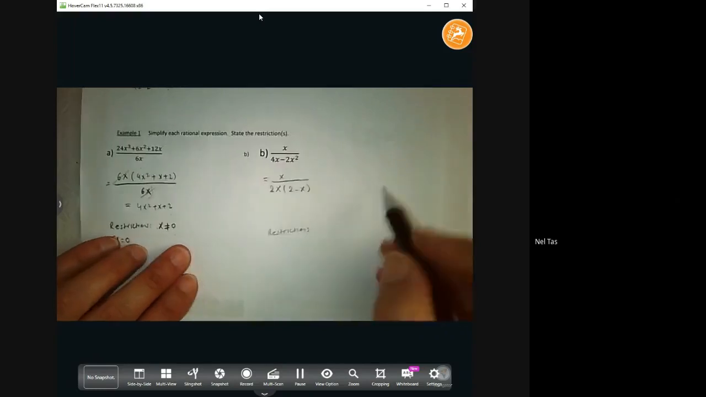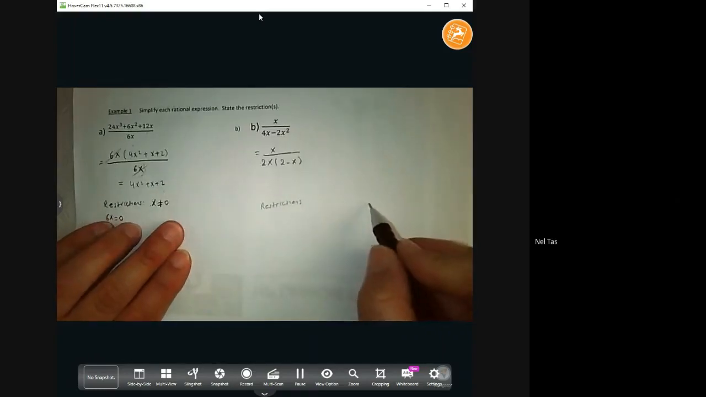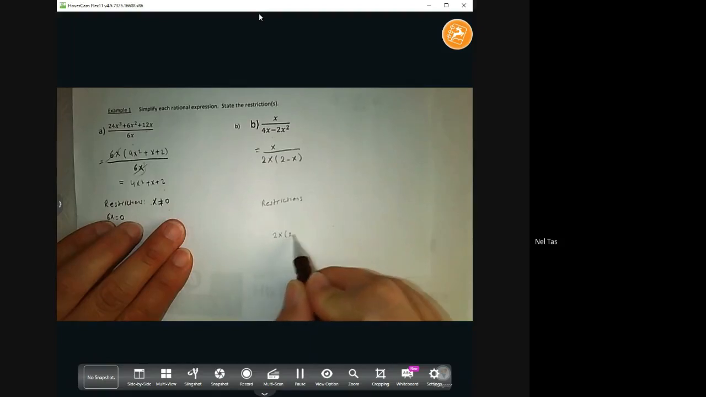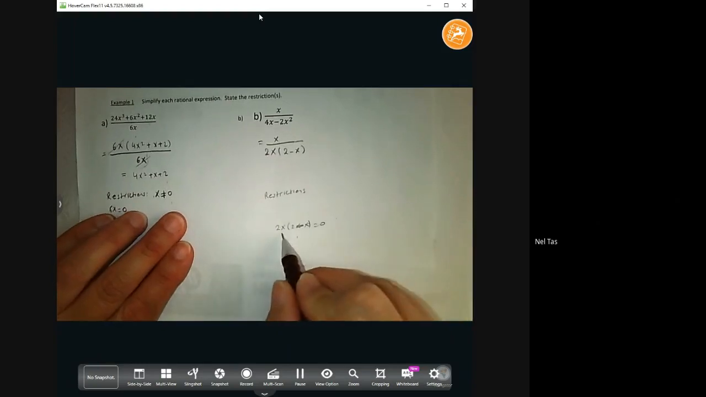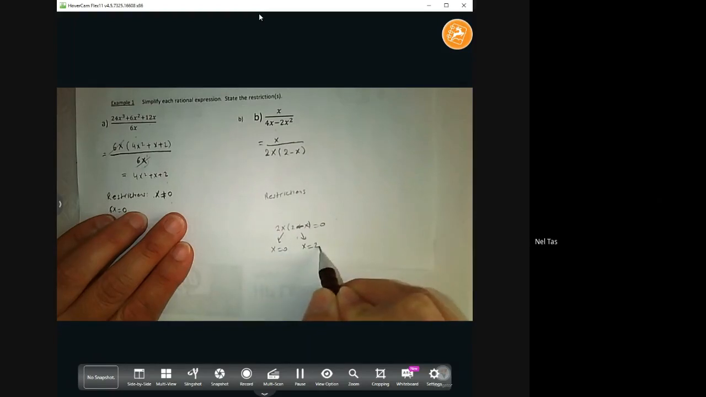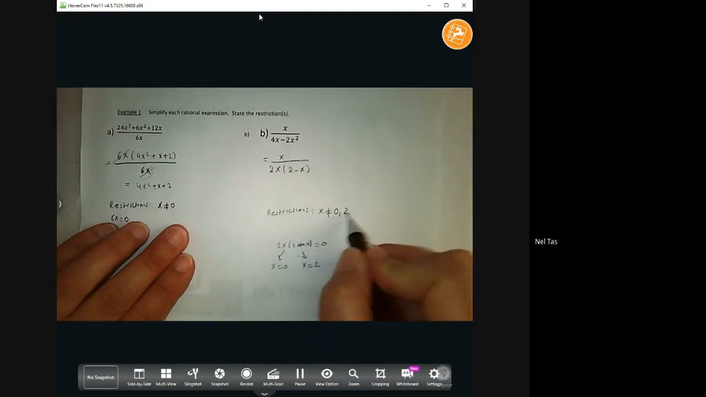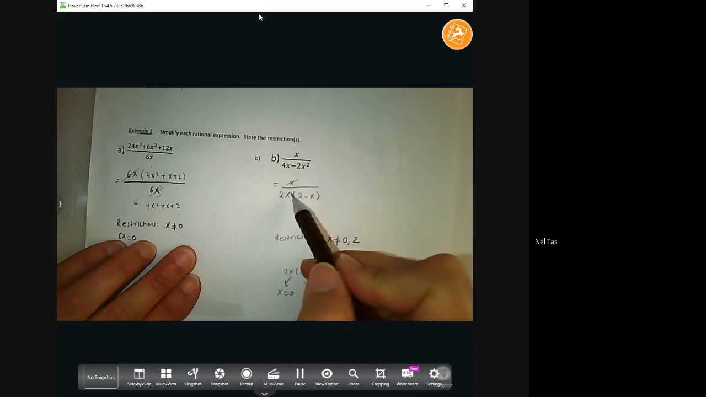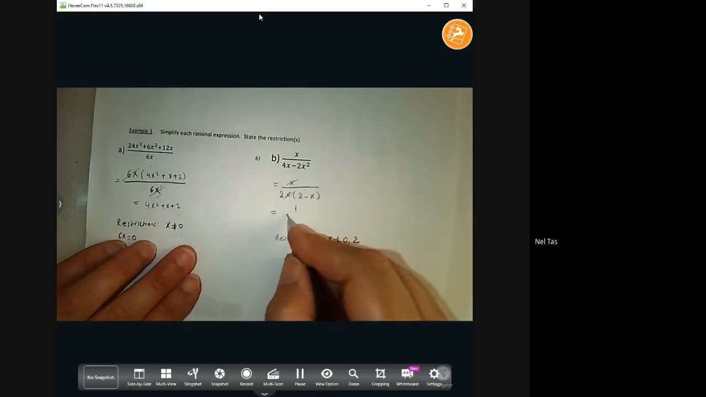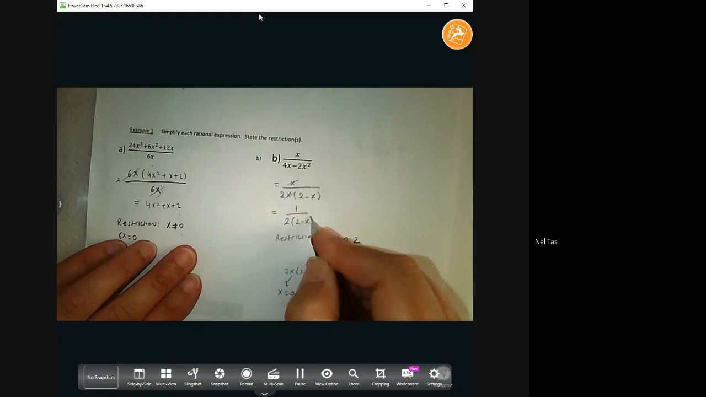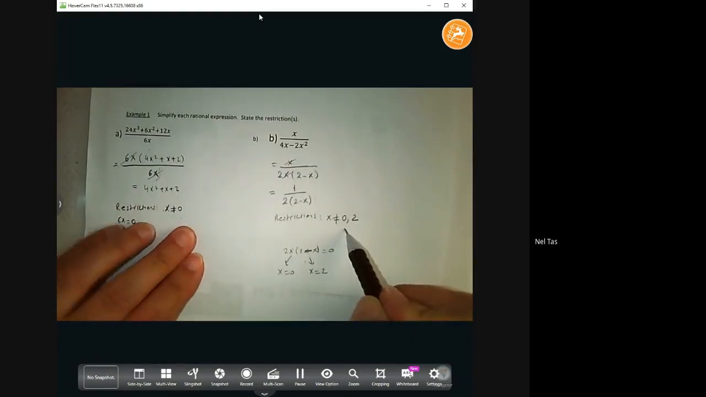If you take the denominator, I'm going to do the work here, and make it equal to 0. This is 0 either when x is 0 or when x is 2. Okay, when x is 2, as you see, 2 minus 2 gives you 0. Or when x is 0, this whole thing becomes 0. So restrictions are 0 and 2. So now you can simplify x and x. We have the same factor. So you get 1 over 2 times 2 minus x with the restrictions 0 and 2.